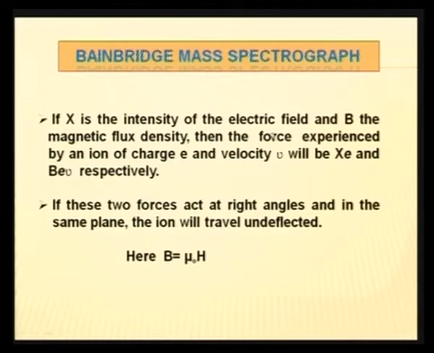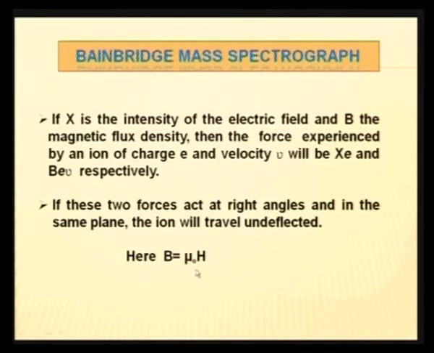If X is the intensity of the electric field and B the magnetic flux density, then the force experienced by an ion of positive charge e and velocity v will be Xe. Xe is the force experienced by the ion in the electric field of strength X, whereas Bev is the force experienced because of the magnetic field of flux density B. So these are the two important expressions. If these two forces act at right angles and in the same plane, the ion will travel undeflected.